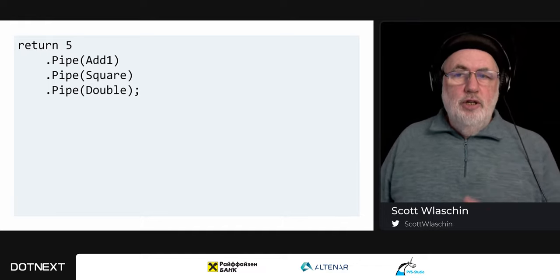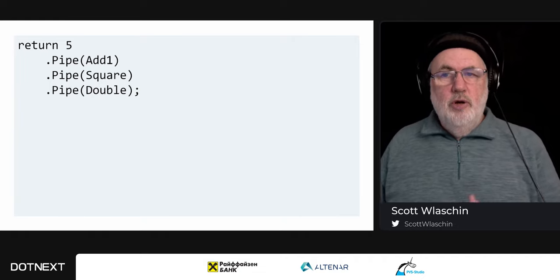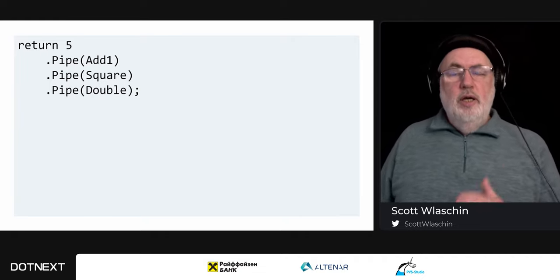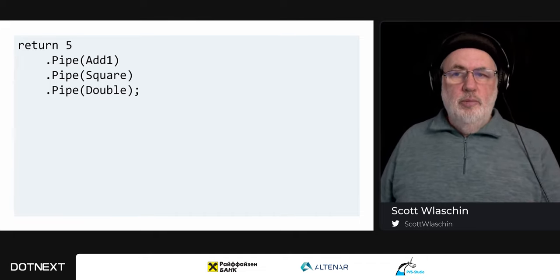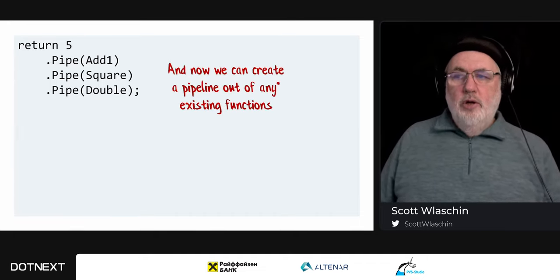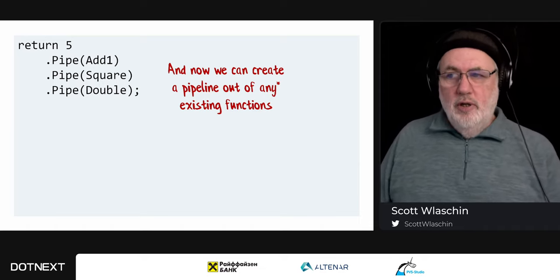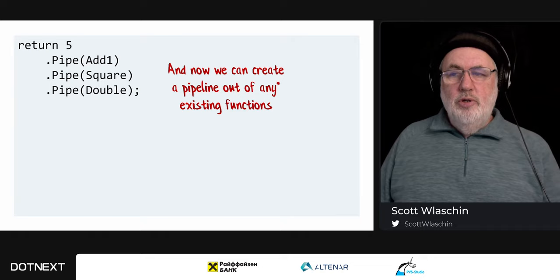So this works. This is actually perfectly good code. And so I'm taking five and I'm feeding it into add one. I take the output of that, feed it into square, and take the output of that and feed it into double. So with this pipe thing, you can actually work with any function which is not an extension function, right? Which is very nice.